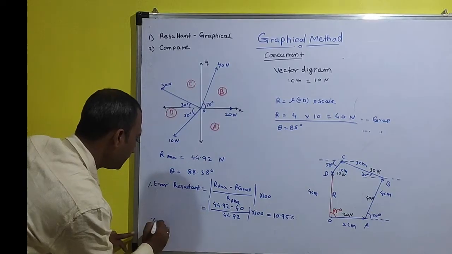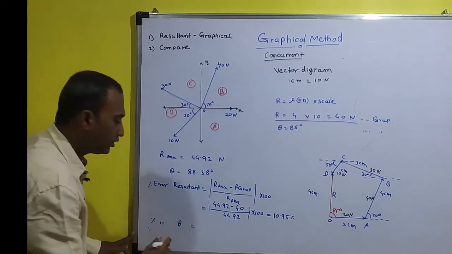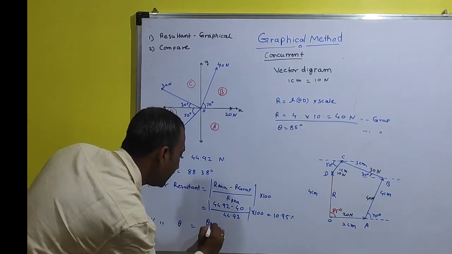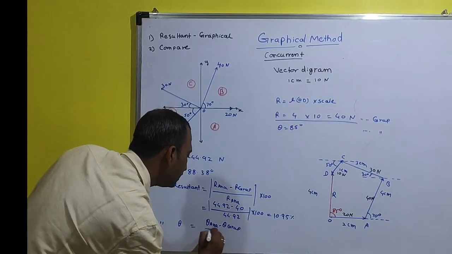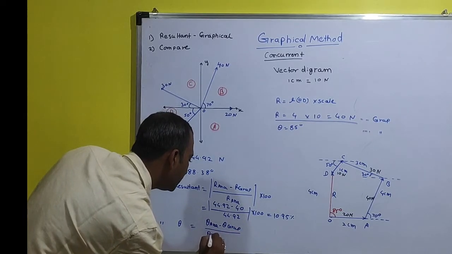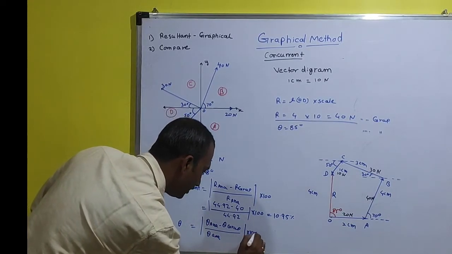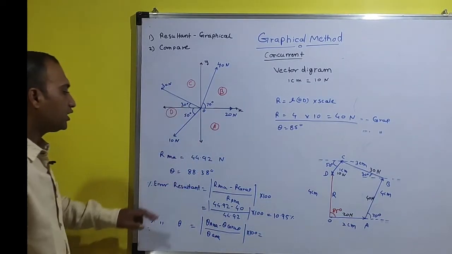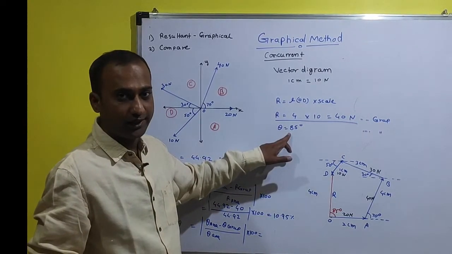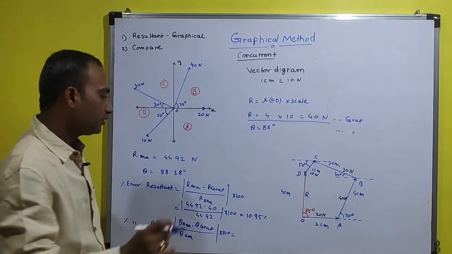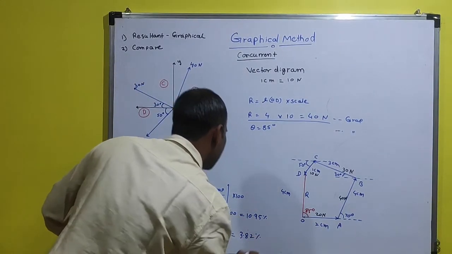Similarly, we can find the percentage error for the angle. So percentage error for the theta of this resultant will be theta analytical minus theta graphical divided by theta analytical and multiplied by 100. By putting the values 88.38 and by graphical 85 degree, the error comes out to be 3.82%.